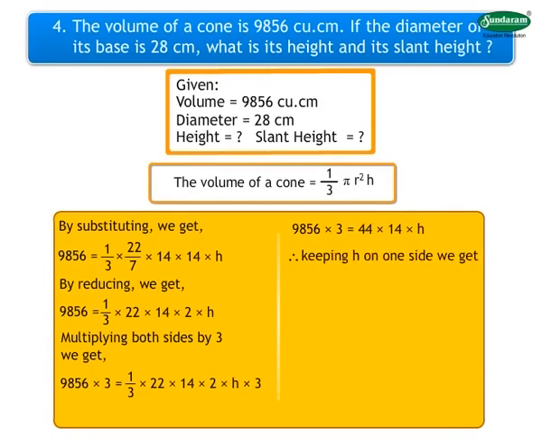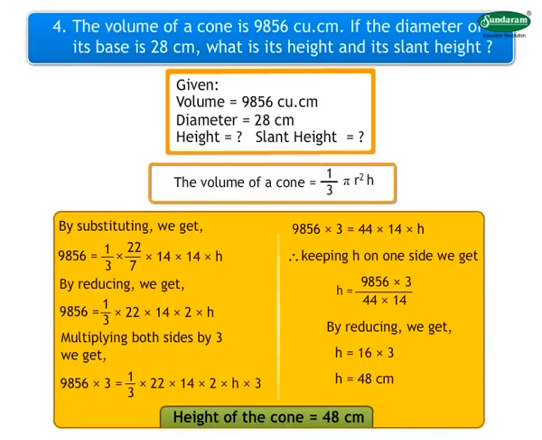Therefore, keeping h on one side, we get h is equal to 9856 into 3 upon 44 into 14. By reducing, we get height is equal to 16 into 3, which is equal to 48 centimeter. Height of the cone is equal to 48 centimeter.